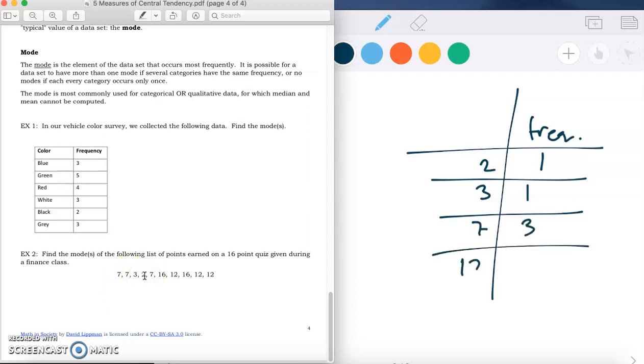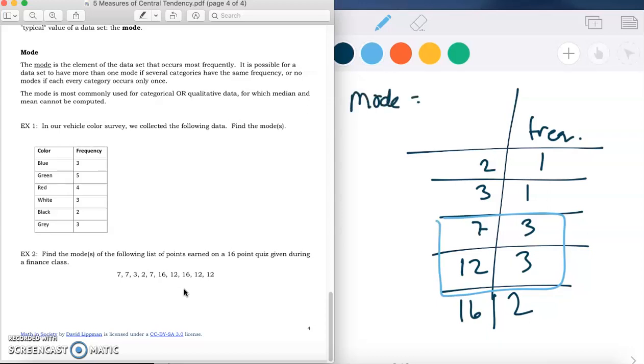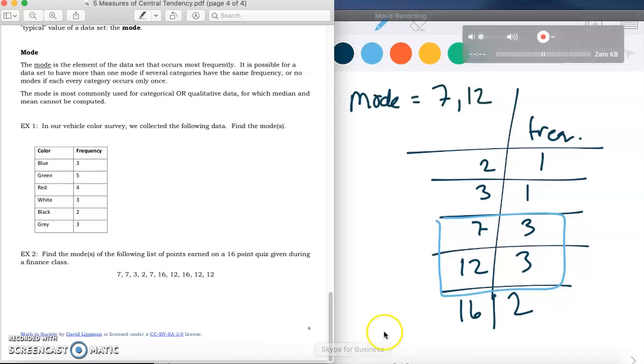Then we have a 12. As you can see, this is not the best frequency table. We have 12 that occurs also 3 times. And then we have 16 that occurs twice. Now in this case, we have 2 values that occur most frequently. So in this case, our mode would be 7 and 12. So again, you can have more than one mode in this case.